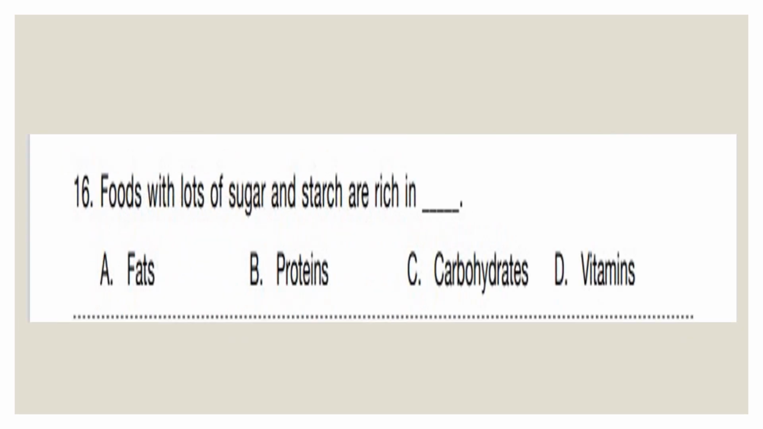Question number 16. Foods with lots of sugar and starch are rich in dash. Option A. Fats. Option B. Proteins. Option C. Carbohydrates. Option D. Vitamins. And the right answer is option C. Carbohydrates.